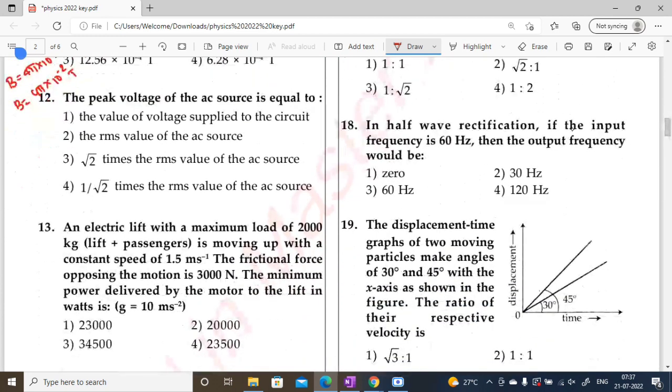Next, the peak value of the AC source is equal to the peak value of the AC source, right? We know the RMS value of voltage is given by peak value divided by root 2. So the peak value divided by root 2 is the general equation. Then the peak value is given by root 2 times the V RMS. So by this, the answer is root 2 times the RMS value of the AC source, right? Third option. So these are very direct questions here. Next question.